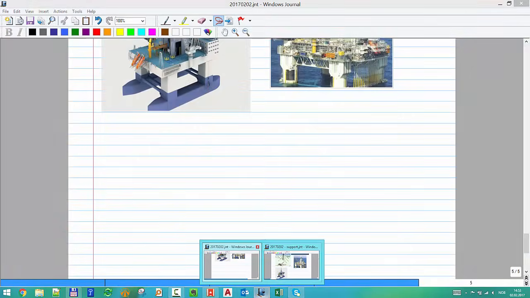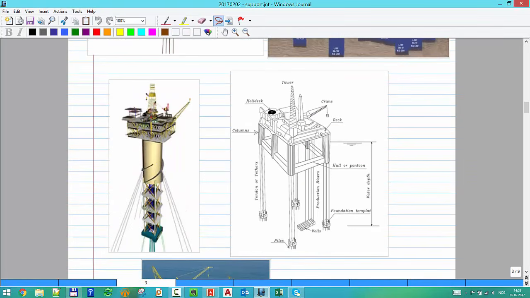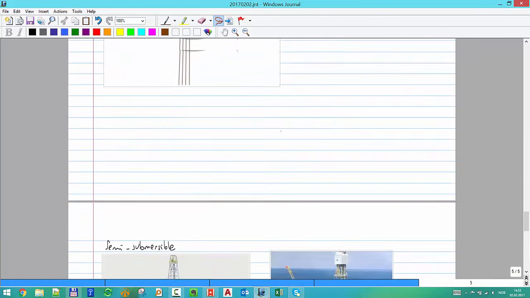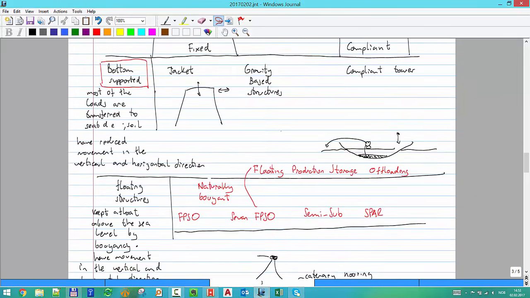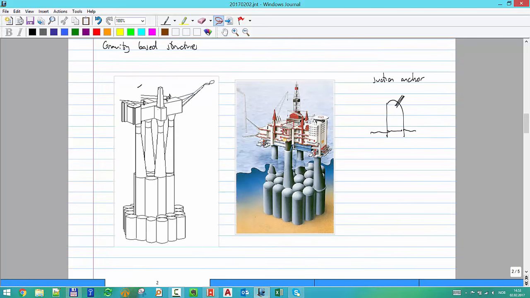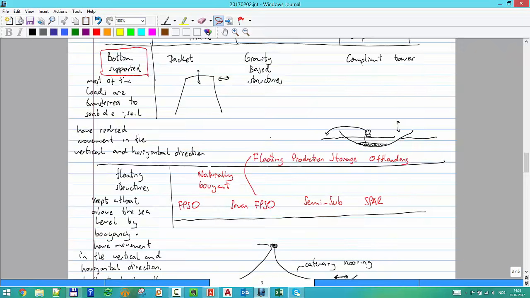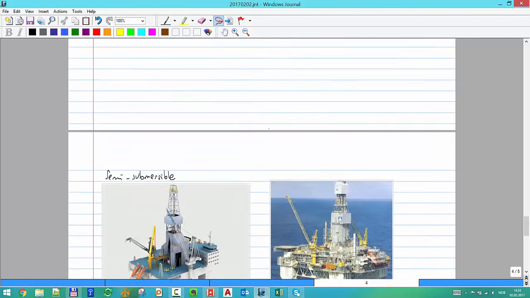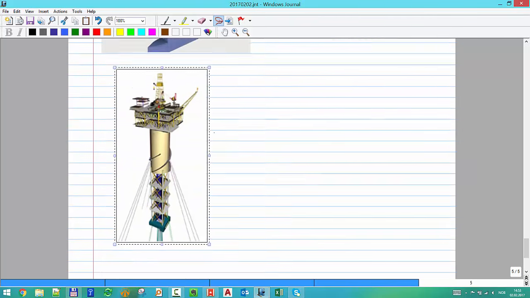Then we go to spar. Okay, the spar looks something like this. So FPSO, semi-sub, jacket, and gravity-based structure are very common in the North Sea, very common in offshore Norway. Then spar is not common. It's mostly used in the... That's a spar.